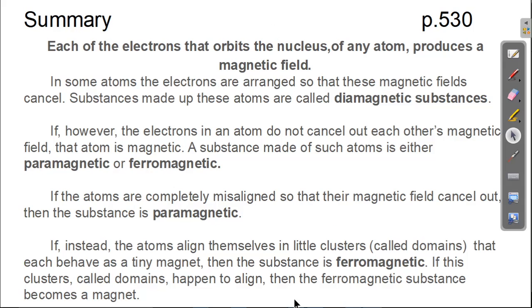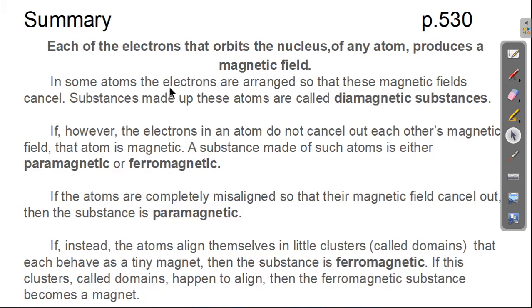Now, summary. You're going to find your summary on page 530. You have all this information. I'm going to read it to you. If you have questions, please ask. Summary: each of the electrons that orbits the nucleus of any atom produces a magnetic field. Everybody clear about that? All electrons have that.